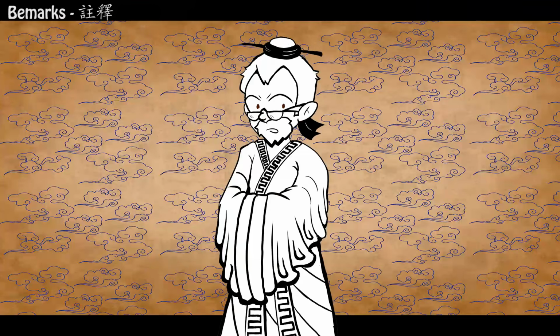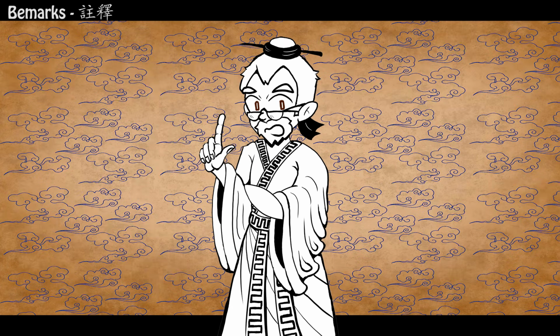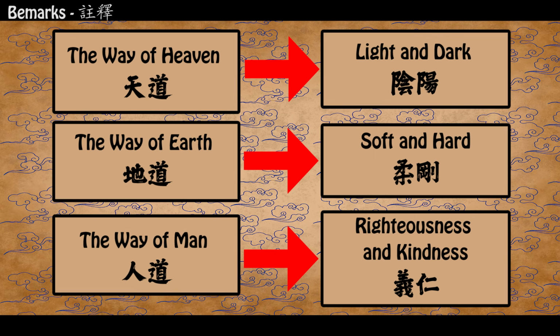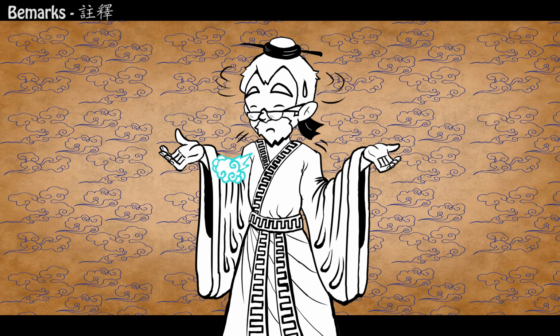Okay, cool, but that doesn't really tell us much, does it? Lucky for us, we have some footnotes, said to be written by Master Kung himself, to clear things up. The way of heaven is dark and light, Yin Yang. The way of earth is soft and hard, Rou Gang. And the way of man is righteousness and kindness, Yi Ren. Now, I'm sure this made sense 2000 years ago, but I think today's reader might need a little bit more meat on them there bones.